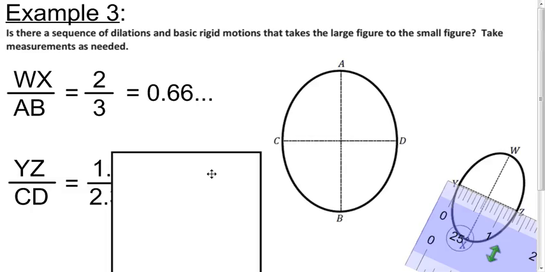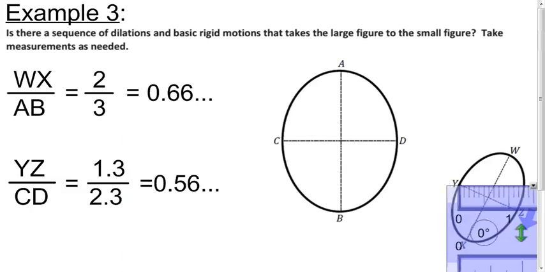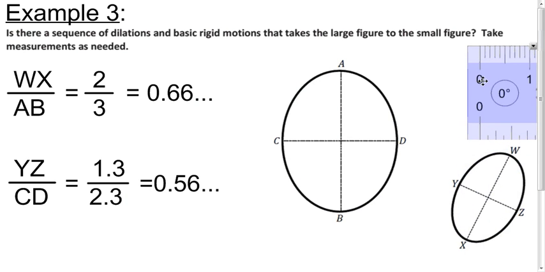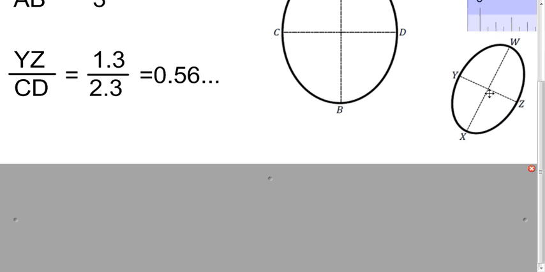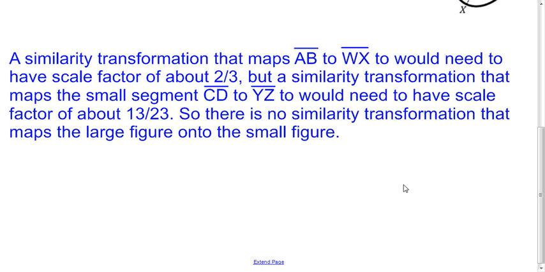But when we divide those, we do not get the same ratio. So these two figures are not similar. So let's write that out. We would have to have the same scale factor of 2/3, but the scale factor for the shorter segments gives us 13/23, right? If you multiply the top and bottom by 10, we get 13/23. So there's no possible similarity transformation that will map the larger figure onto the smaller one.